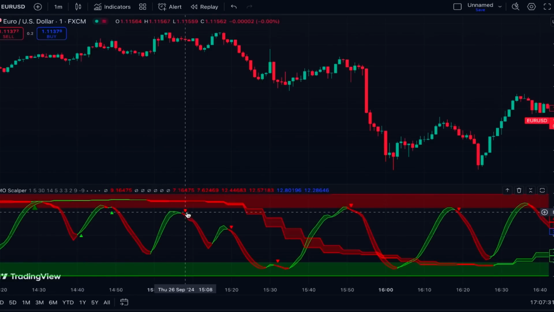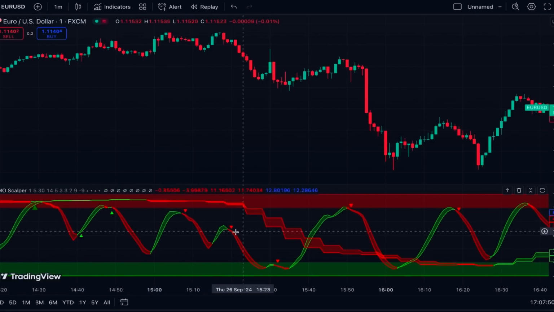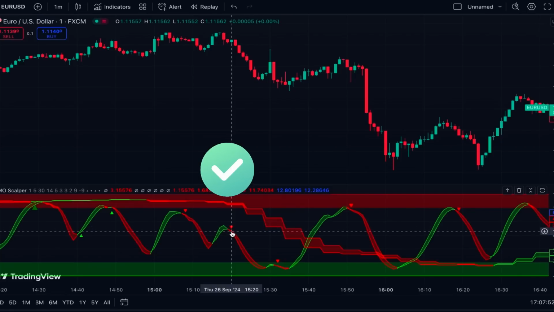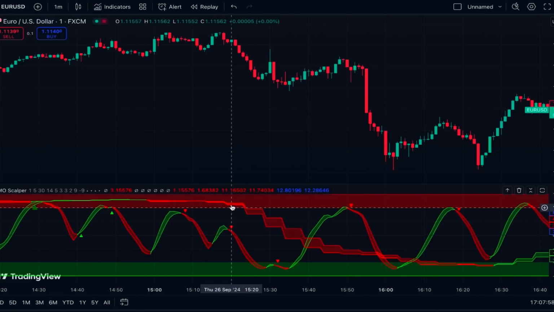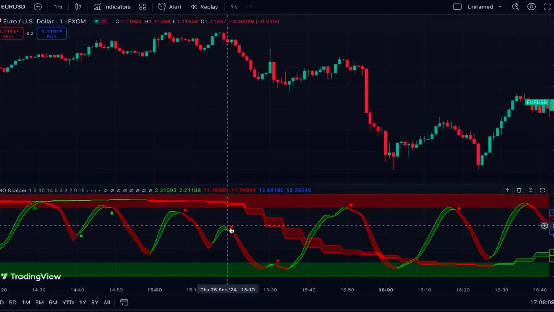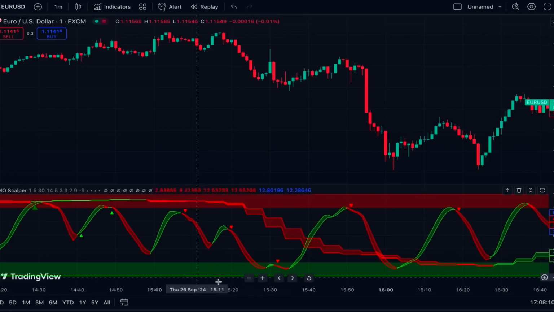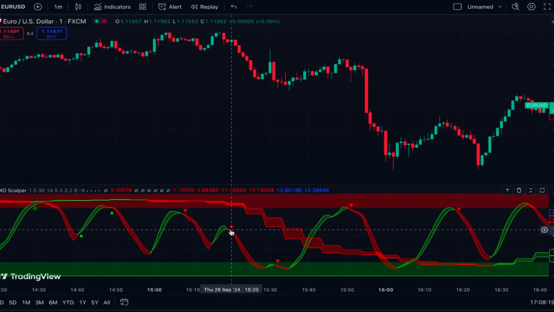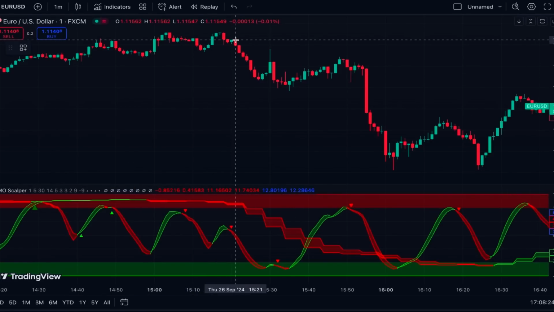This sell signal here is also rejected because we have the same condition for TMO2, but the sell signal here is a confirmed signal because first there is a distance between the two lines of TMO2 and the signal didn't happen in oversold condition. So this sell signal here is confirmed and we can enter a short position at this point when this new candle is opened.